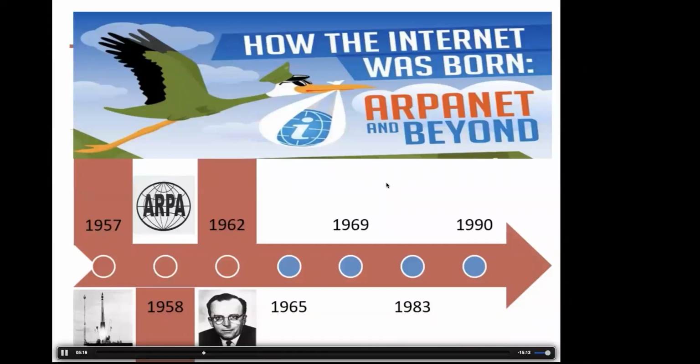Licklider evangelized within the IPTO about the potential benefits of a countrywide communications network, influencing his successors to hire Lawrence Roberts to implement his vision in 1965. Roberts led the development of the network based on the new idea of packet switching discovered by Paul Baran, and a few years later by Donald Davis at the UK National Physical Laboratory.